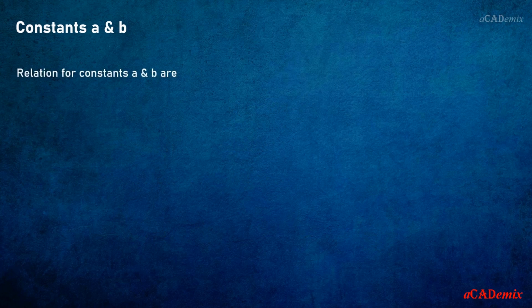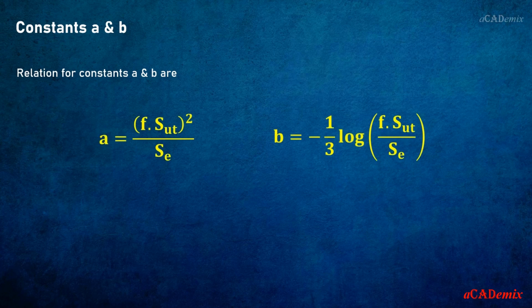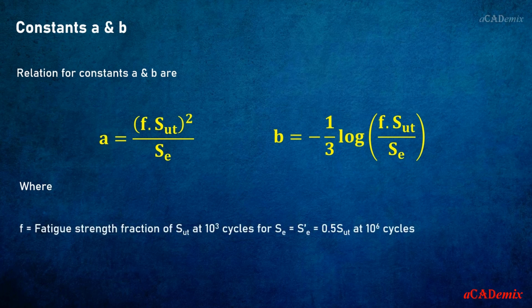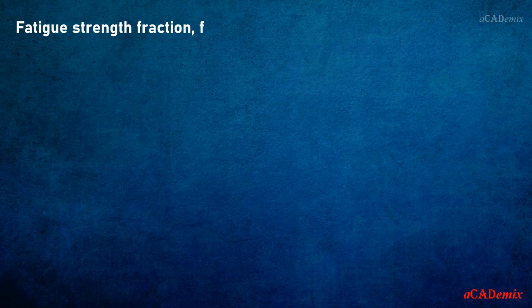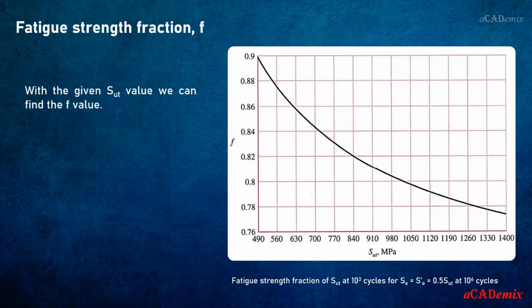In the relation, we have seen the constants A and B. The relation for A and B are where F is the fatigue strength fraction and SE is the endurance limit at the critical location of machine part. The value of fatigue strength fraction can be obtained from the graph with ultimate strength in x-axis and fatigue strength fraction in y-axis. Let's see an example. If we have an ultimate strength value of 840 megapascal and if we are plotting the values with the y-axis, we get the value for fatigue strength fraction.